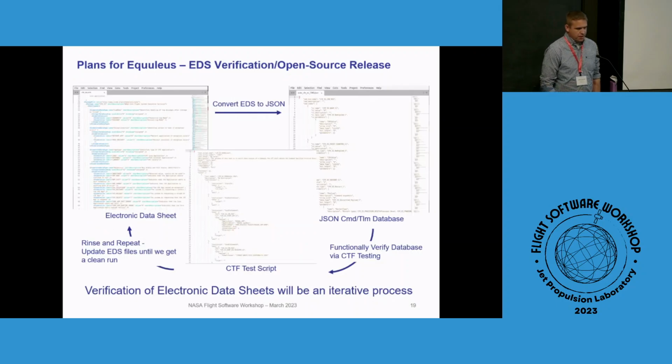So it's a pretty simple process, but this slide basically visualizes what this is going to look like. We're going to start by manually building and manipulating the EDS files, which are essentially XML files. We're then going to convert them to the JSON format which can be ingested by the CTF, the cFS Test Framework. We're then going to functionally verify that database via CTF testing. And then we're going to rinse and repeat that cycle until all the tests pass and we have a solid set of EDS files.